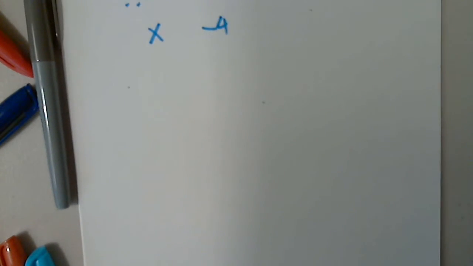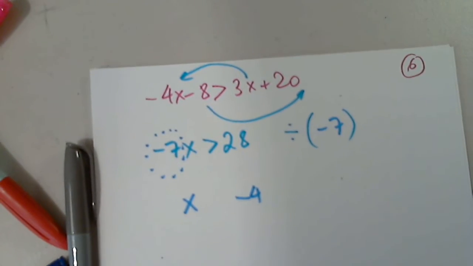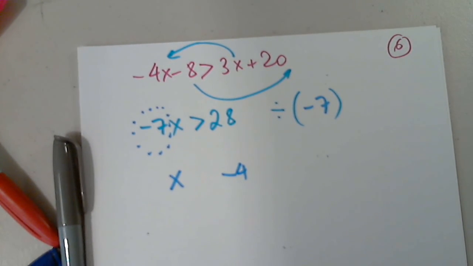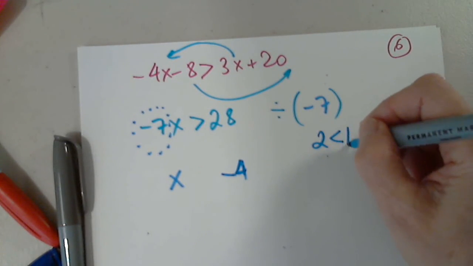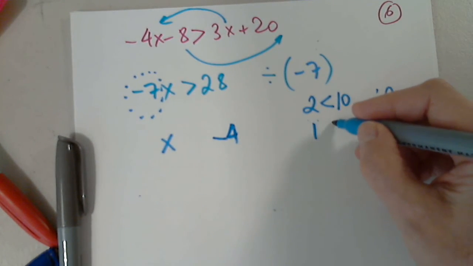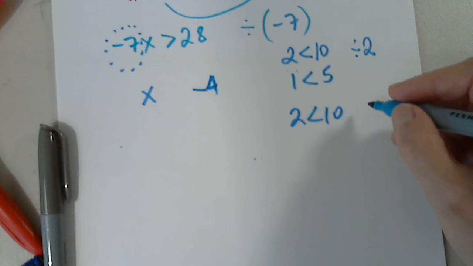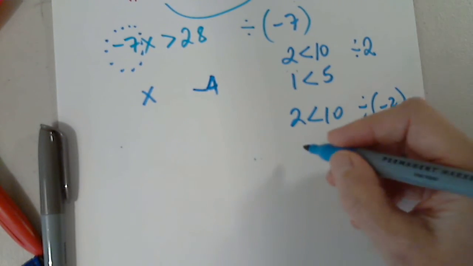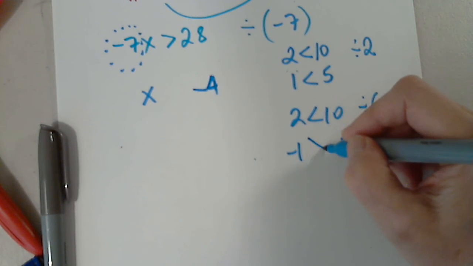But now I have to, oops. Now I have to, my other camera just grew legs for a second. Okay. So now I have to refresh my memory on something very important. If I have 2 less than 10 and I decide to divide by 2, that's fine. I still have 1 less than 5. But if I have 2 less than 10 and for whatever reason I decide to divide by negative 2, negative 1 and negative 5 are no longer in this relationship. They are in this relationship.